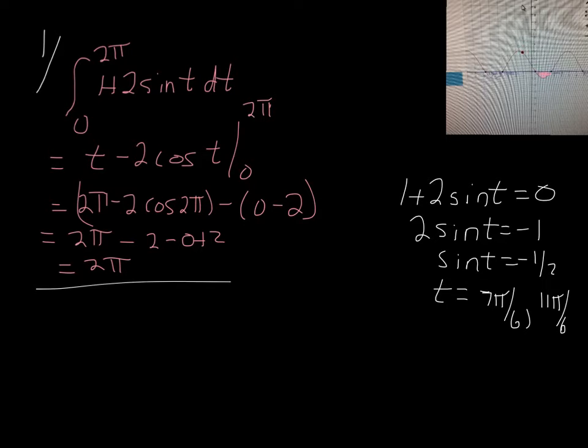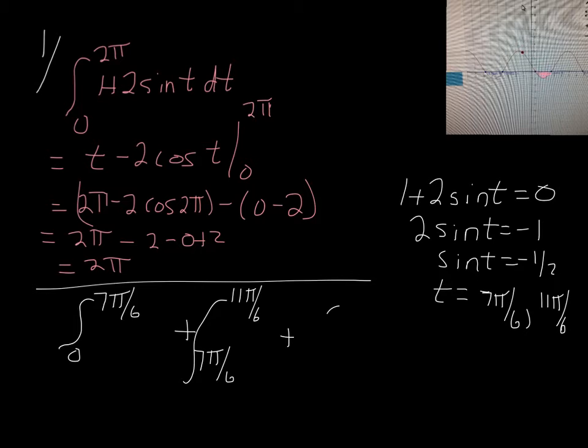And so when you do the second part and you're looking for your total distance, you need to be working with multiple integrals. You need to go from 0 to 7 pi over 6, and then you need to go, actually 3 intervals, 7 pi over 6 to 11 pi over 6, and then from 11 pi over 6 to 2 pi. And so you'll have to split it up into 3 different integrals and evaluate over all 3 in order to get the total distance.